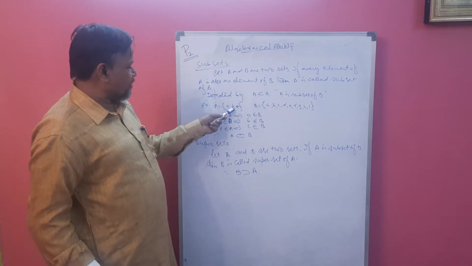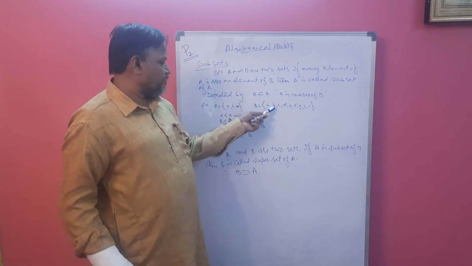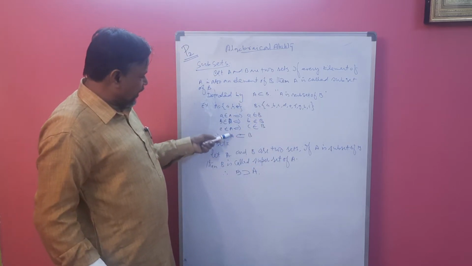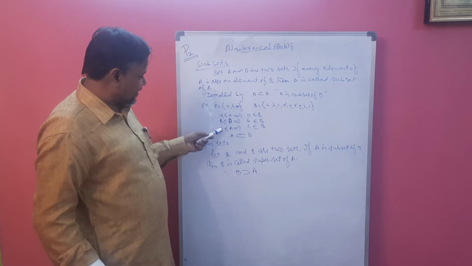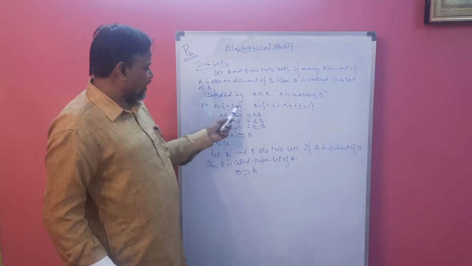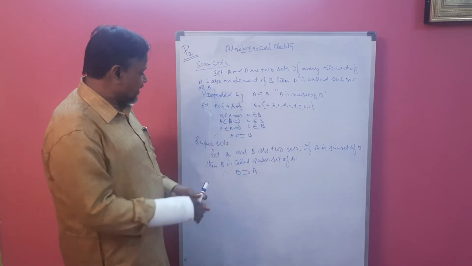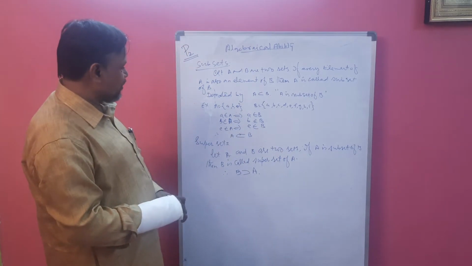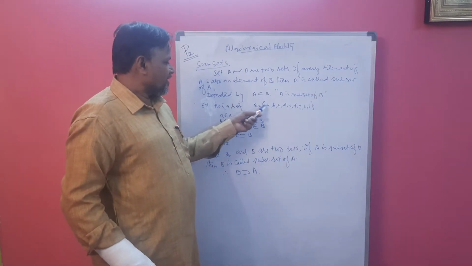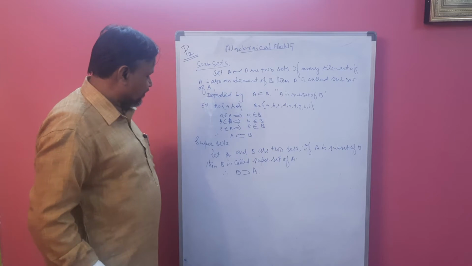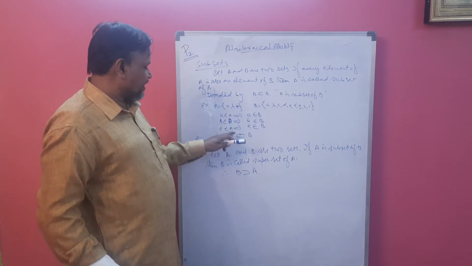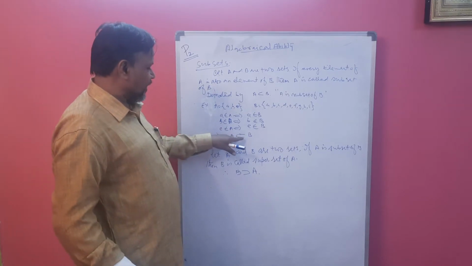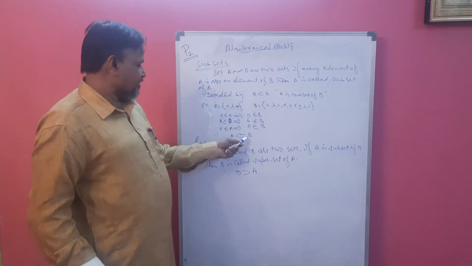Example: A has three elements, A, B, E. B has A, B, C, D, E, F, G, H, I. All three elements of A belong to B: A belongs to B, B belongs to B, E belongs to B. So we write A is a subset of B. The sign of subset is a U with its right side opened.